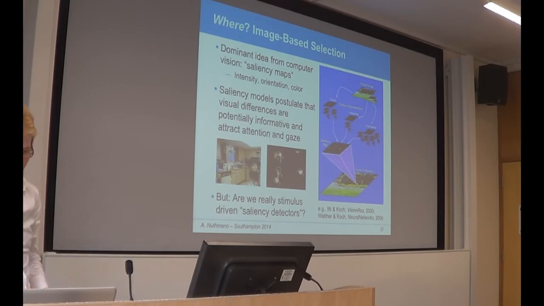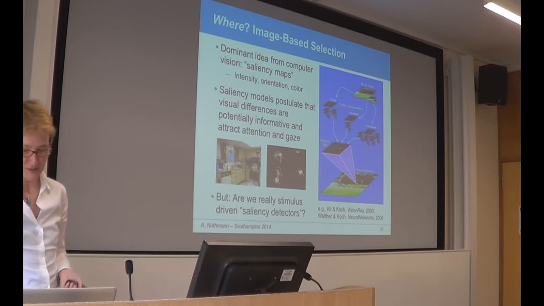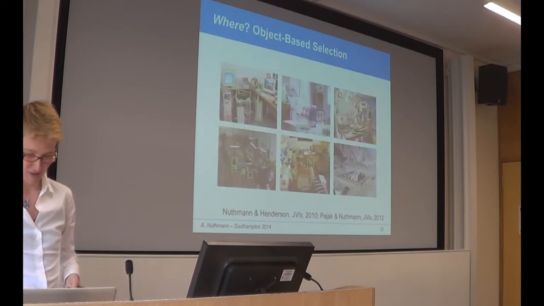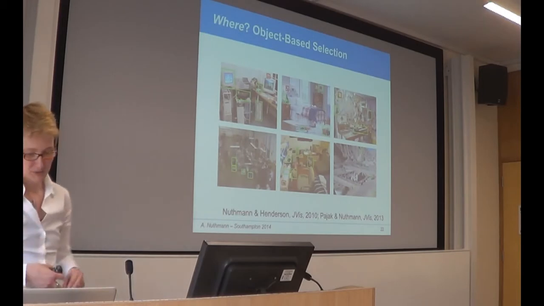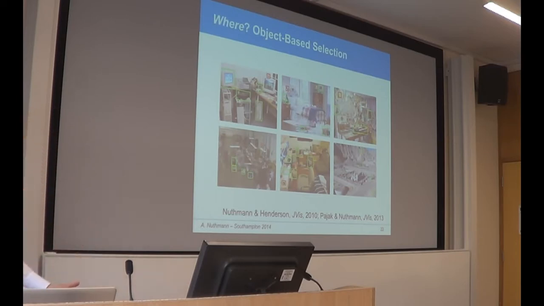And then, right, here I'm in the cognitive psychology department, so I can ask this kind of slightly provocative question. Are we really stimulus-driven saliency detectors? And of course, it's not the whole story. As a cognitive alternative, we can propose that we select objects. It's also an intuitive explanation. And I have tested those two alternatives, object-based versus image-based selection, using eye movement data.